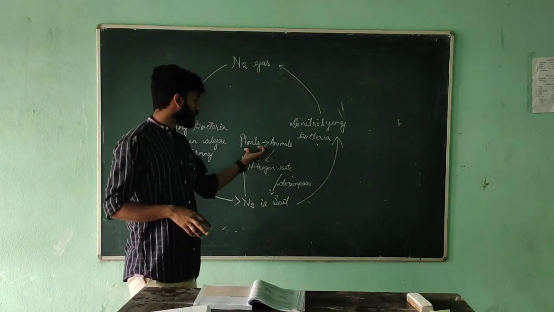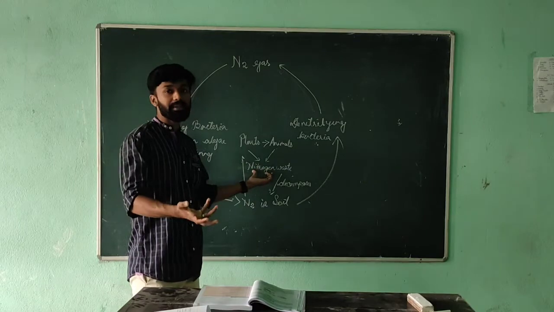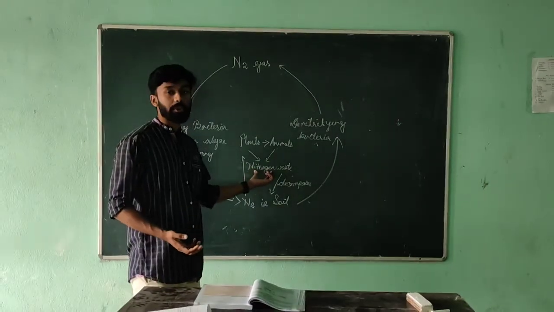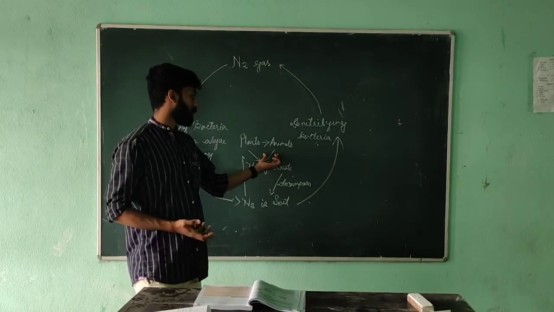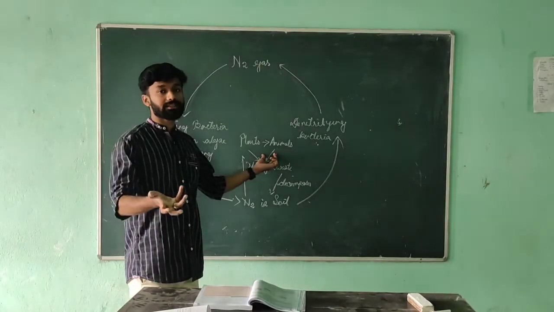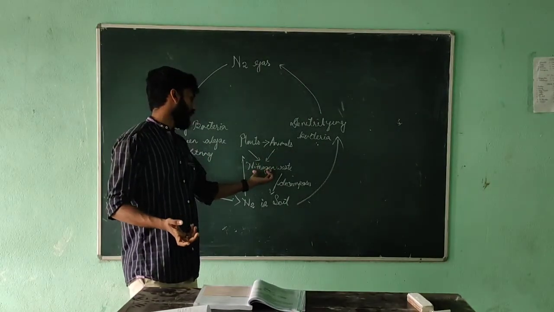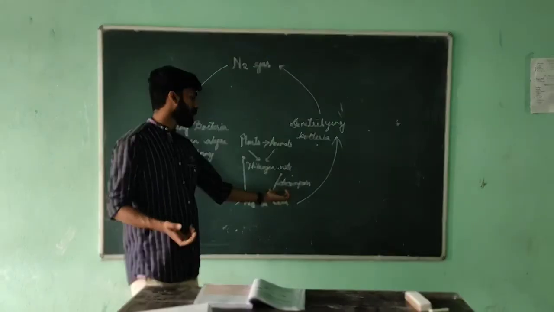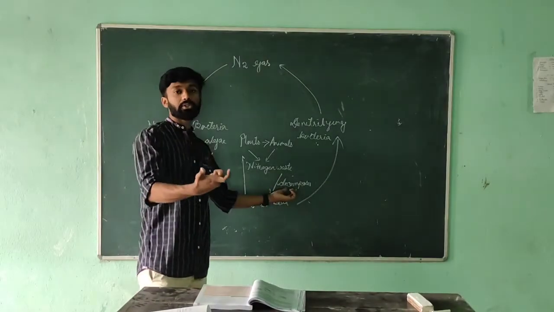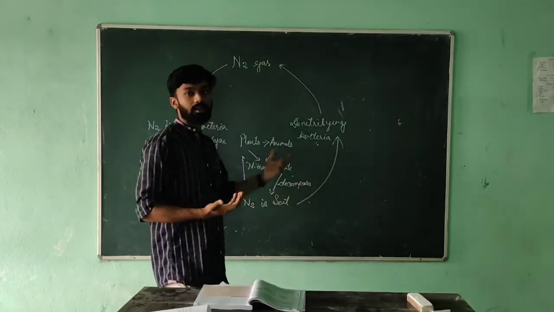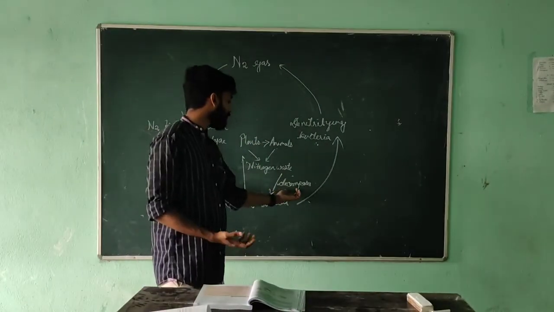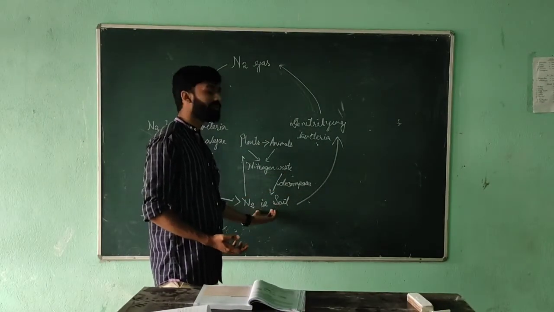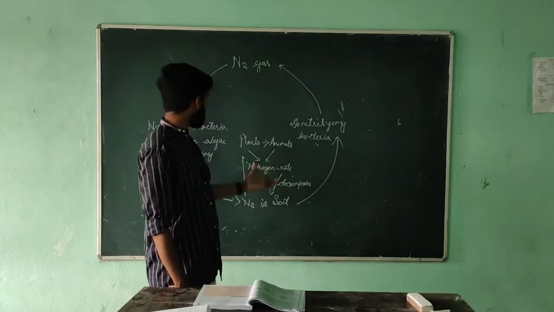These plants and animals may emit waste in the form of nitrogenous waste. Taking humans as an example, we are excreting nitrogenous waste, and again it is decomposed by decomposers. Decomposers means other bacteria, or microbes, which decompose this waste and again fix this nitrogen in the soil.